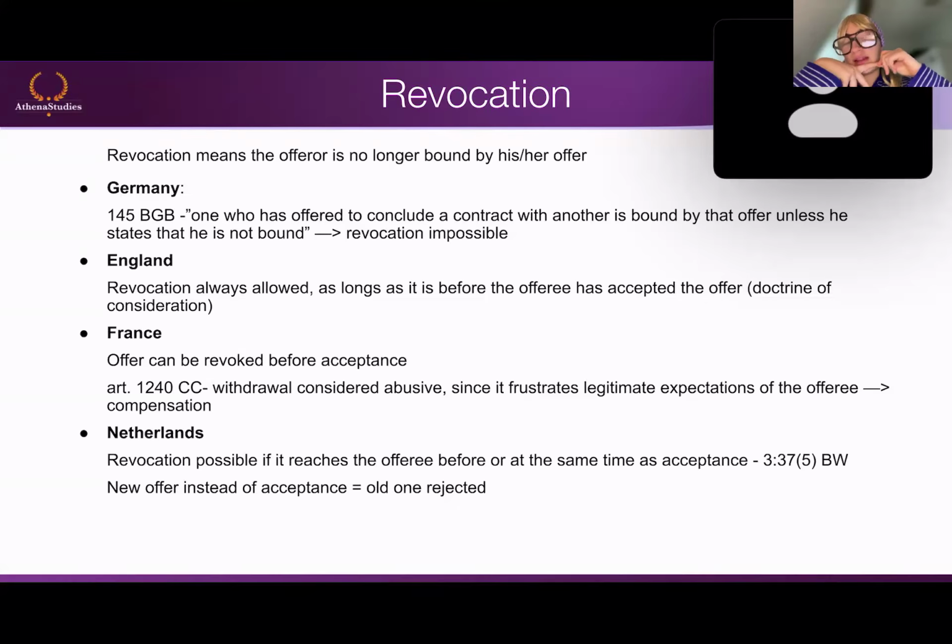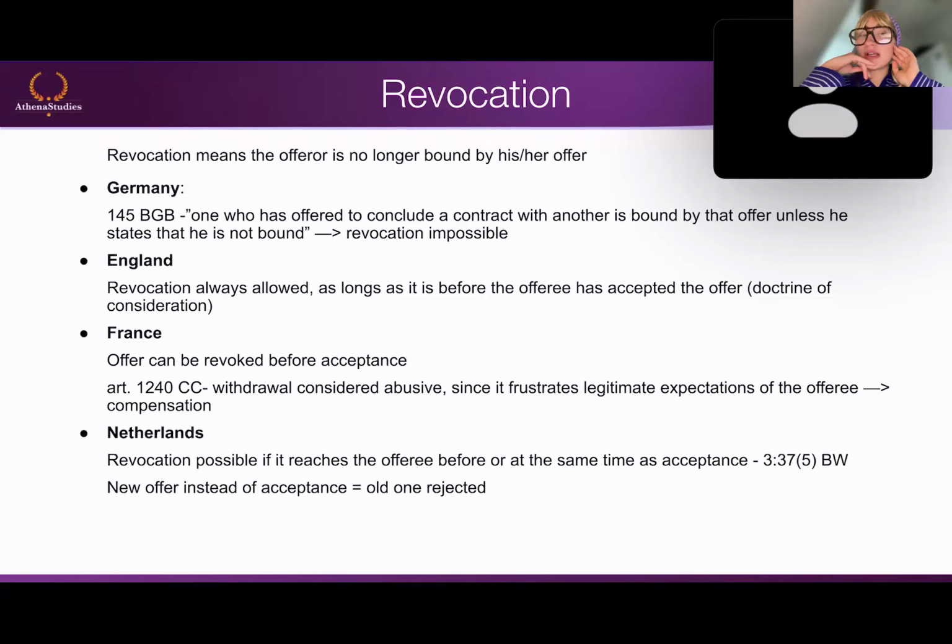And lastly, we have the Netherlands. Same here. It can be revoked before the acceptance reaches the offeree, and here's the difference, or at the same time as acceptance. So in the Netherlands we have a bit more lenience, because not only before the acceptance, but even if I get the acceptance and I send a revocation at the same time, that is still totally fine. And this is the article that I have here of the Dutch Civil Code.